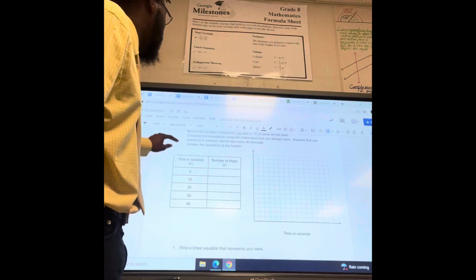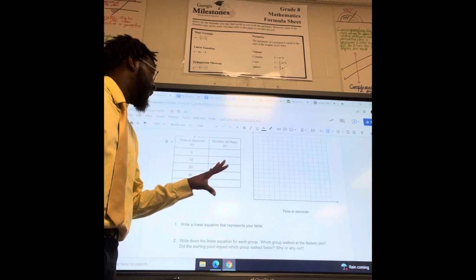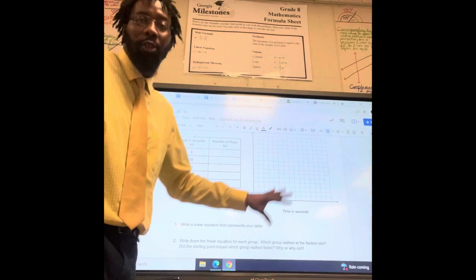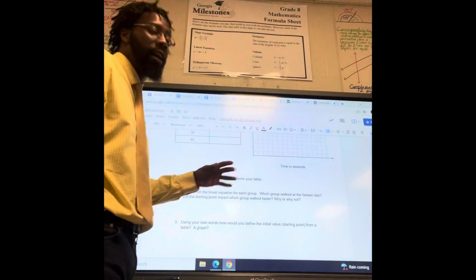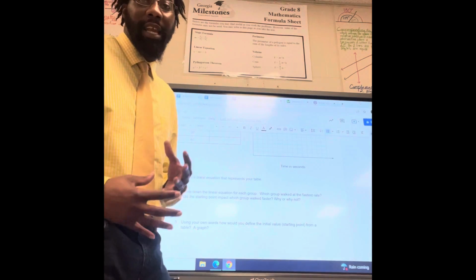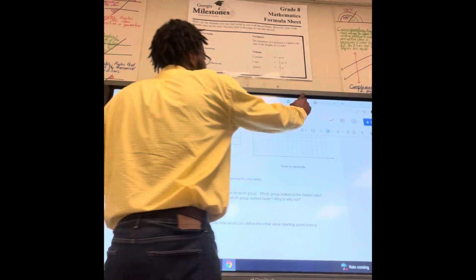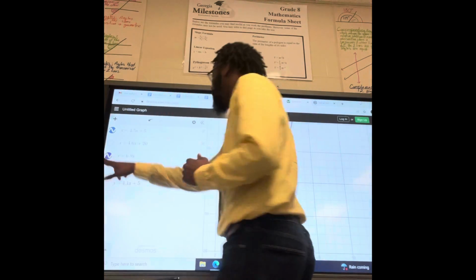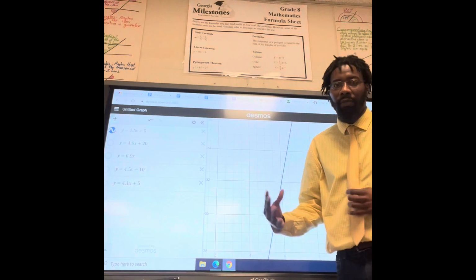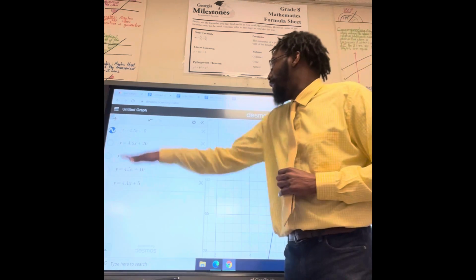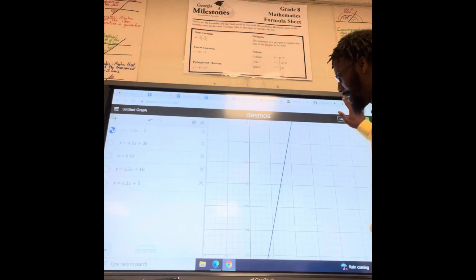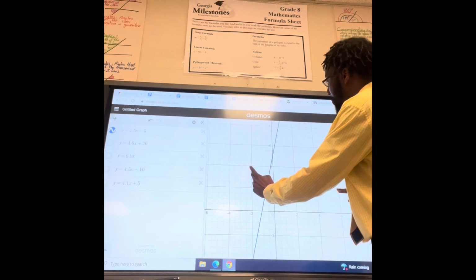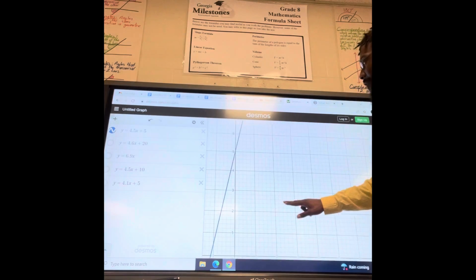So as we progress through the worksheet, of course they did the table using their rate, and they also completed the graph. What I had students do after they did the table and the graph, they had to write a linear equation that represents their table, and I had kids share that equation with me, and I transferred it to Desmos. So with this group, I put it on Desmos and asked them, all right, does this graph look similar to the graph on your paper? What do you notice about the graph on your paper and the graph on Desmos?